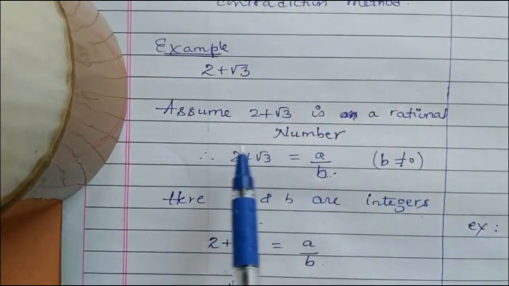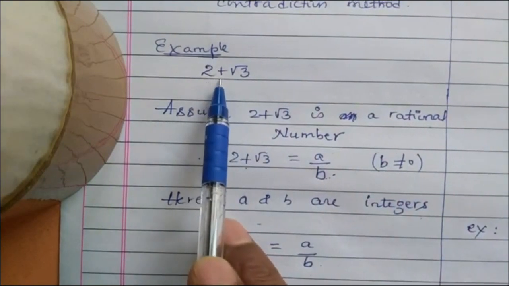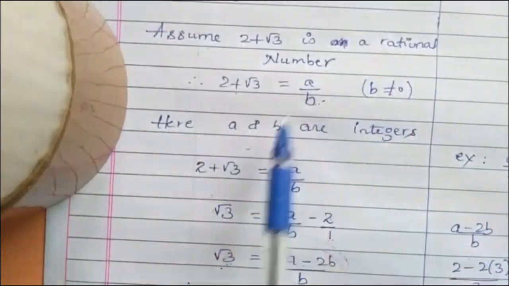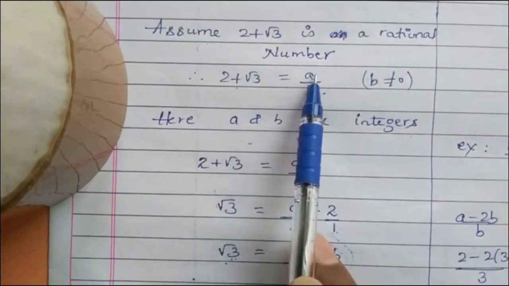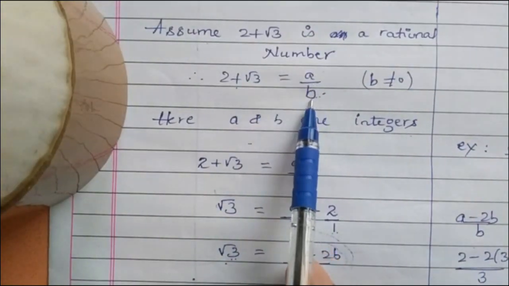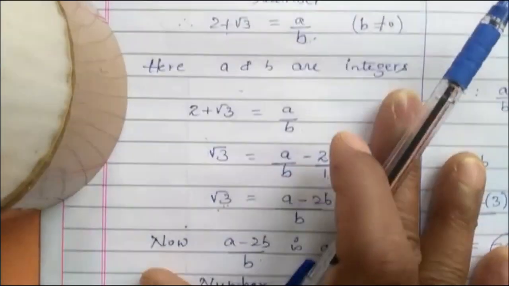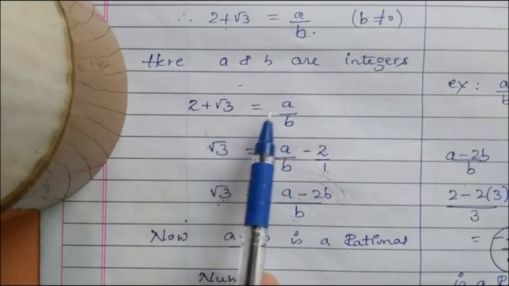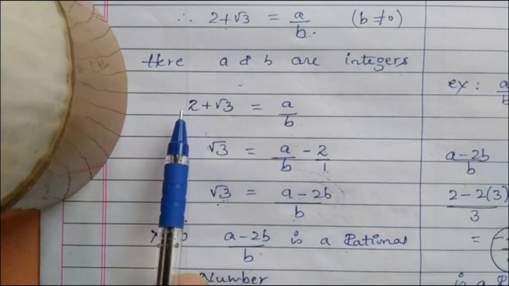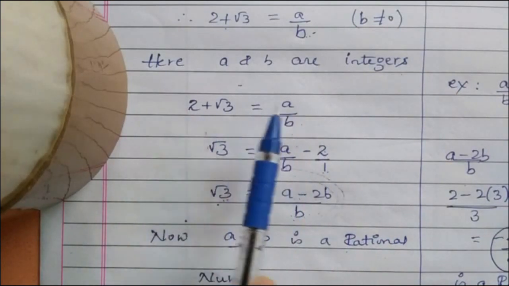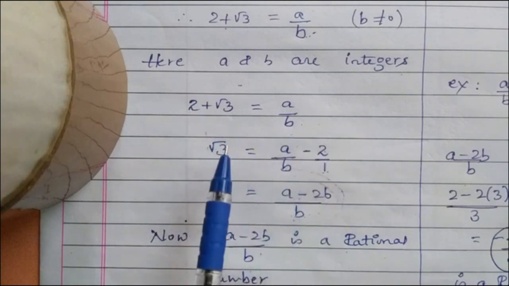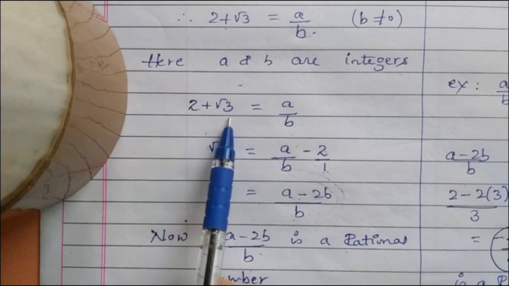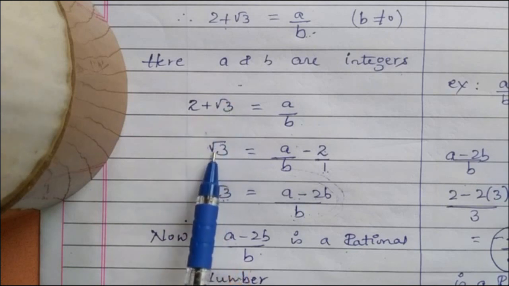I repeat once again, the example taken: 2 plus root 3. Assume 2 plus root 3 is a rational number. Once it is a rational number, we write it in the form a by b, where b is not equal to 0, and a and b are integers. So 2 plus root 3 is equal to a by b. The 2 on the left hand side we shift to the right hand side. The trick we are using here is that we isolate the part which we already proved is an irrational number.